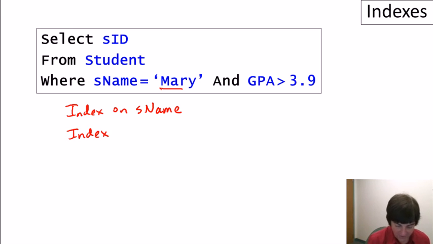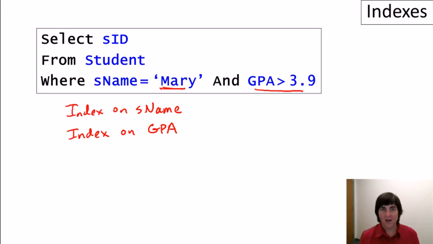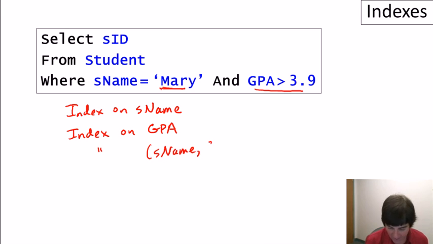Alternatively, we might have an index on the GPA. In that case, the system will use the index to find the students whose GPA is greater than 3.9 and then look and see if their name is Mary. Finally, it's possible we could have an index on the two attributes together. So we could have SName, GPA together, and then this index can be used to simultaneously find students that have the name Mary and the GPA greater than 3.9.